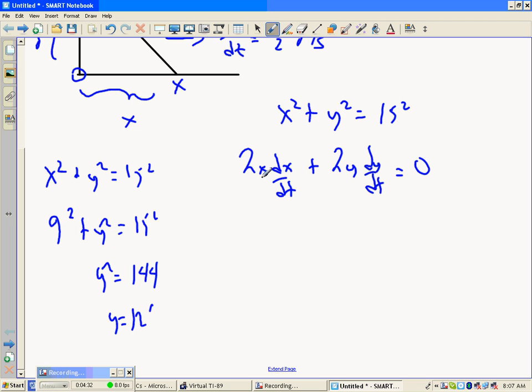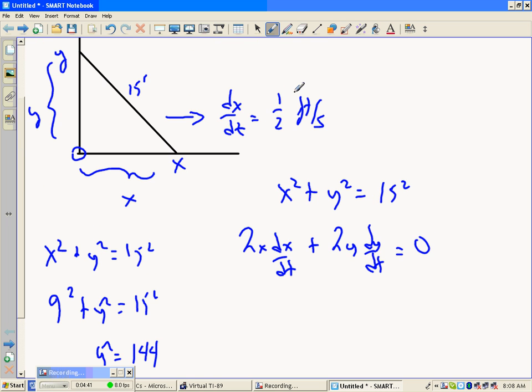Okay, so we know X is 9. We know Y is 12. We know dx dt is 1/2. By the way, I wrote down that it's a positive 1/2. Is that right? I'm pulling it this way. That's increasing the length of X. Isn't that a positive rate of change? Yes, that is positive. I just want to make sure you realize why it has to be positive. Sometimes you have to interpret the question. But the Y is decreasing, isn't it? The length of Y? So you would expect dy dt to be negative. Hopefully that's what we're going to get.